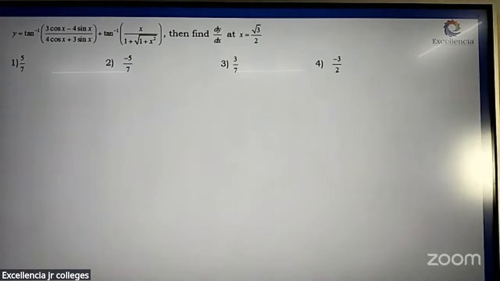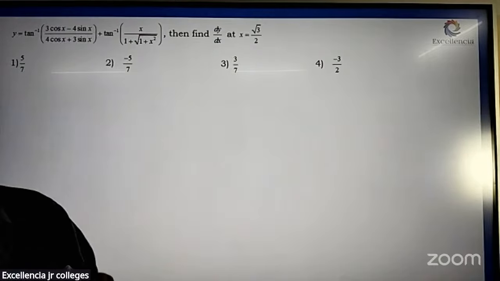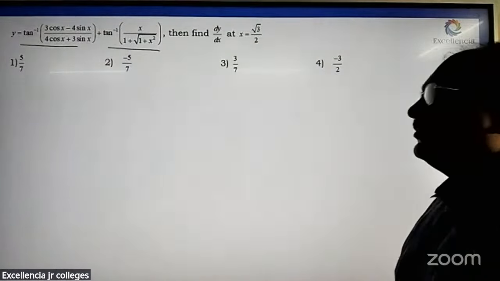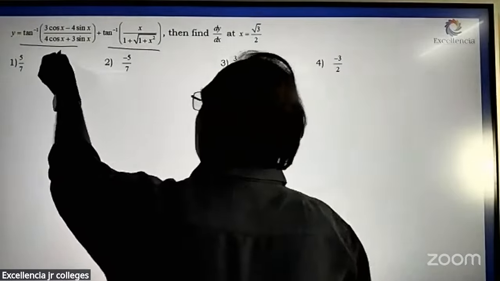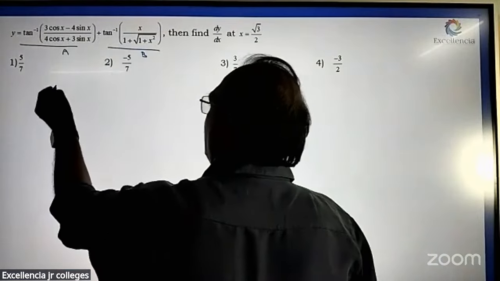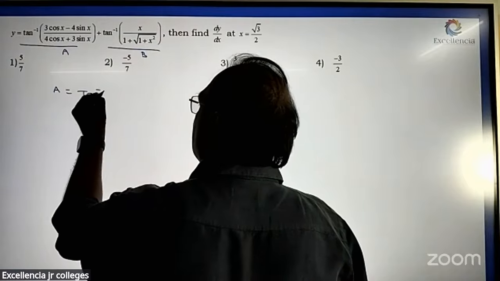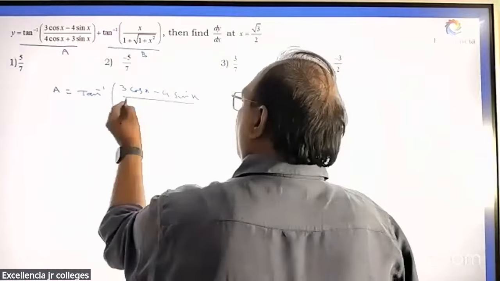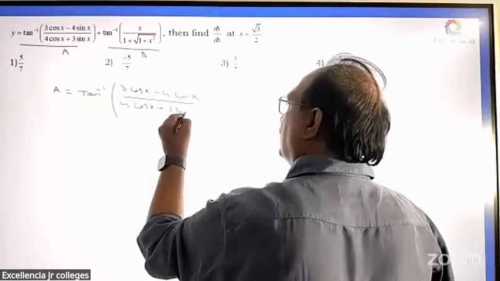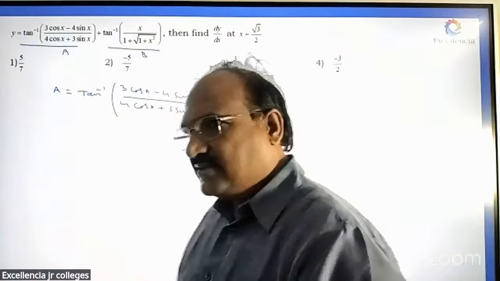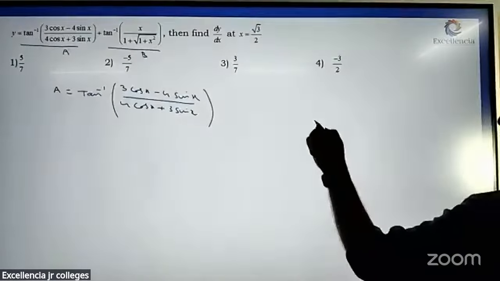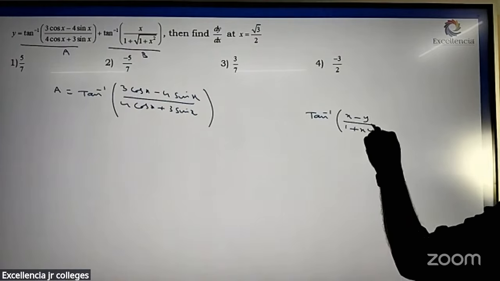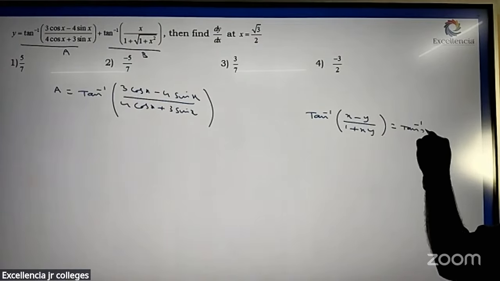This is inverse trigonometric functions and derivatives together that they are asking. Inverse trigonometric functions, simple calculations are asked here. Y is equal to tan inverse of, first let me take this as A, and this as B. So A is equal to, separately, tan inverse of (3 cos x minus 4 sin x) by (4 cos x plus 3 sin x). We have already learned some properties in trigonometry. One important property to remember: tan inverse of (x minus y) by (1 plus xy) is nothing but tan inverse of x minus tan inverse of y.